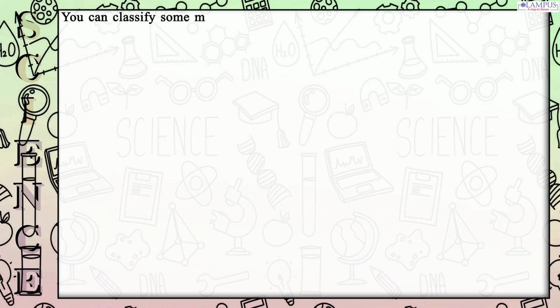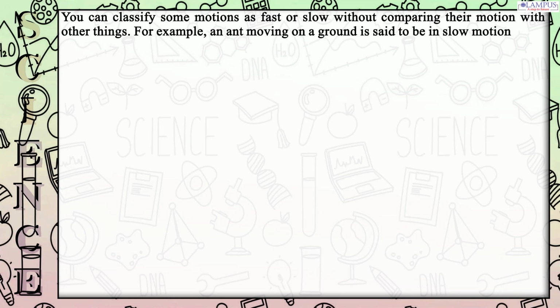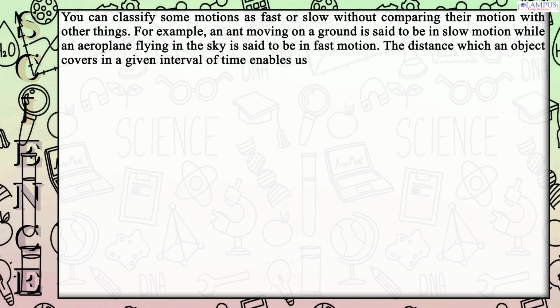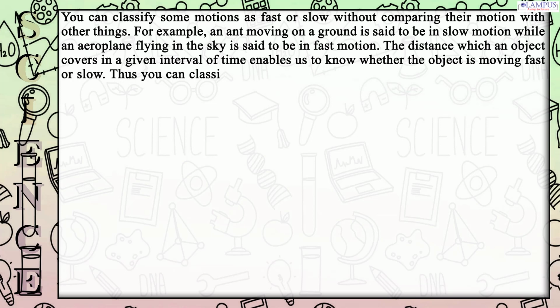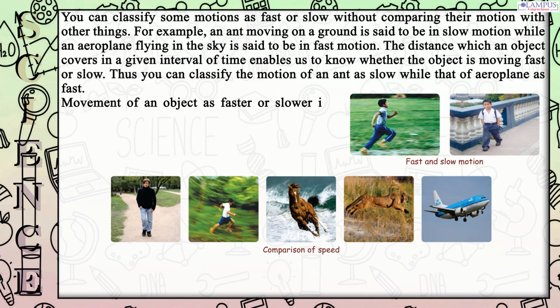You can classify some motions as fast or slow without comparing their motion with other things. For example, an ant moving on the ground is said to be in slow motion while an aeroplane flying in the sky is said to be in fast motion. The distance which an object covers in a given interval of time enables us to know whether the object is moving fast or slow. Thus you can classify the motion of an ant as slow while that of an aeroplane as fast. Movement of an object as faster or slower is of great importance in our everyday life.